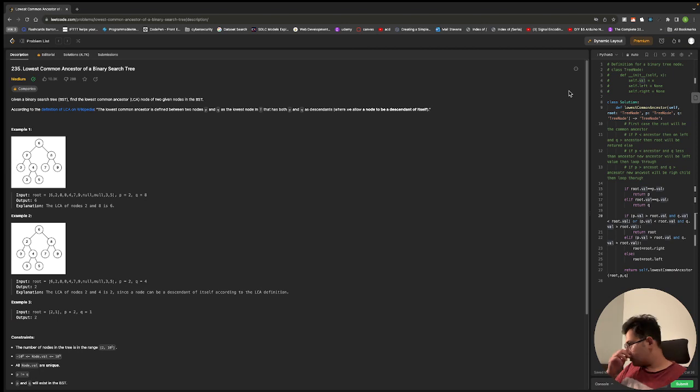Today let's solve this question. I'll just explain how I got to the answers. This is question 235 on LeetCode, Lowest Common Ancestor of a Binary Search Tree. It's a medium question. Now, let's see the problem.